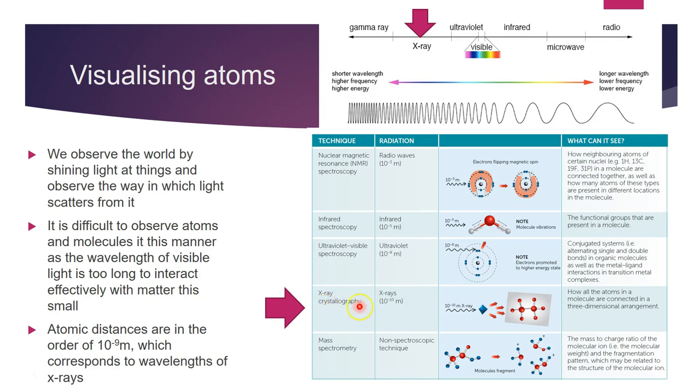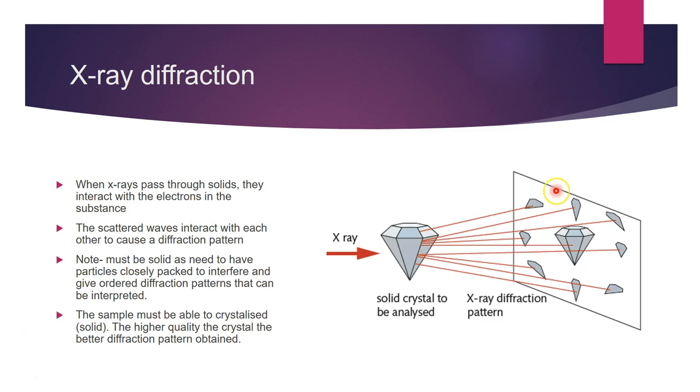Okay, so again this is a type of spectroscopy, but it's crystallography. So we need our sample to be crystalline in order to look at it. There's not much we need to know about this other than what we use X-ray diffraction, or X-ray crystallography, for, and a little bit of information on how it's done.